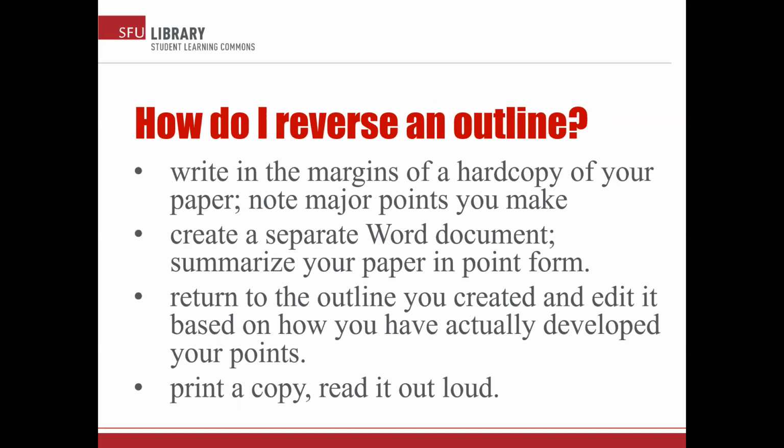Second, create a separate Word document and use the space to summarize your essay and the main points you make in point form. Third, return to the original outline you created and edit it based on how you actually developed your ideas and points during the writing process. As you do this, make a mental note of any themes you notice. In what ways did you diverge from your original outline?